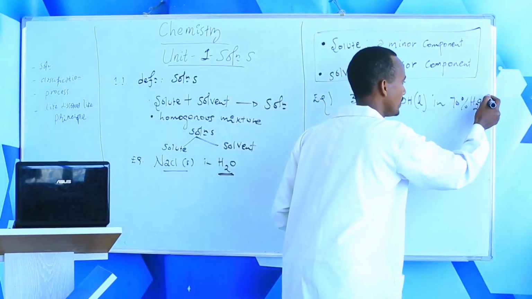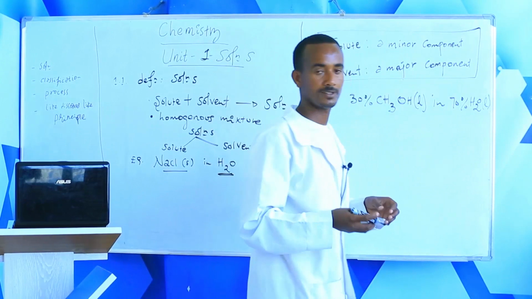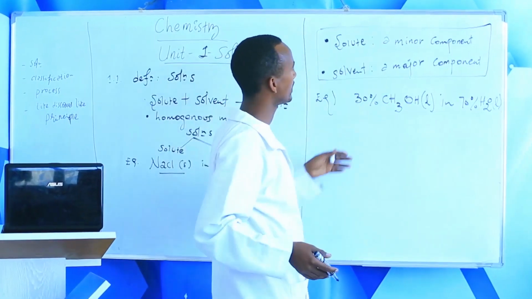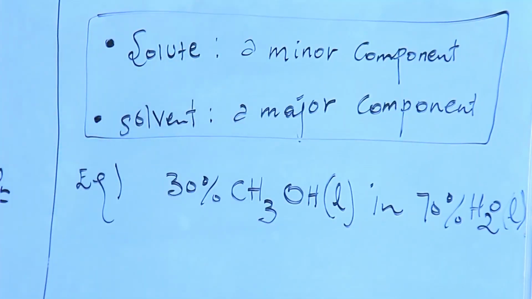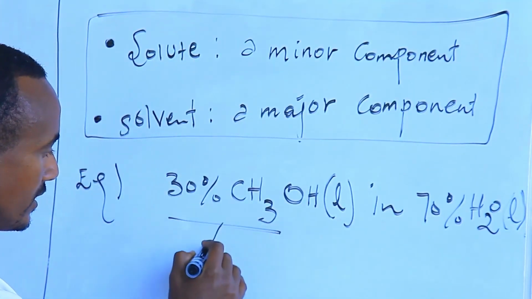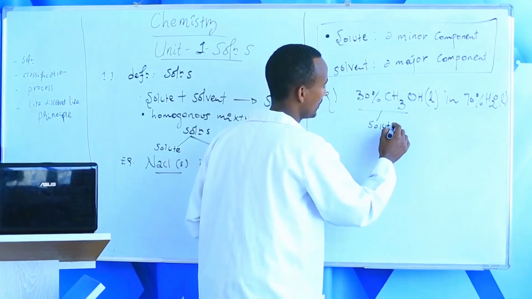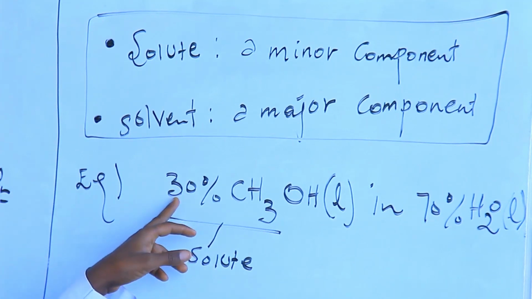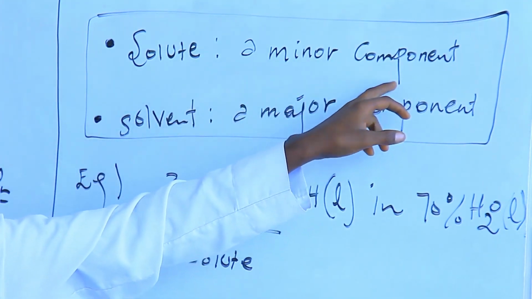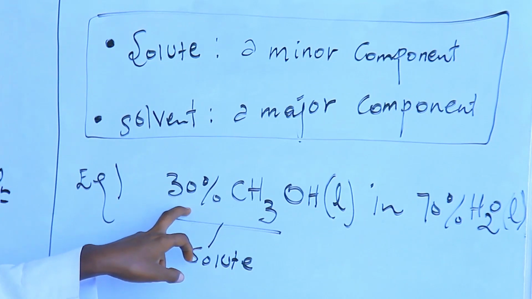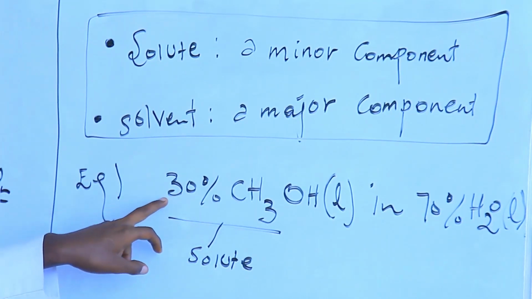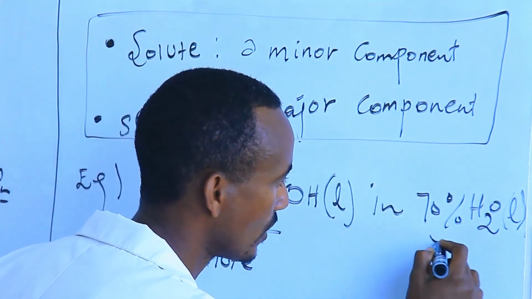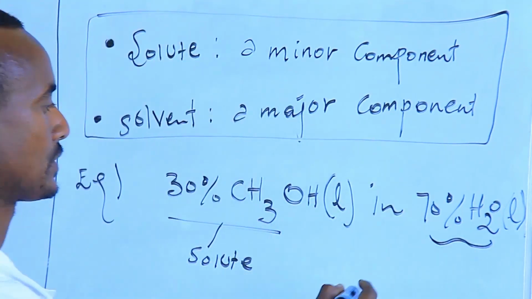Therefore, when we mix those two components together, we can separate which one is the solid and which is the solvent by using this definition. Here, methanol acts as a solid. Why? What is the reason behind that? Because methanol is a minor component, or a component that appears in a smaller amount in this solution. And when it comes to the second component, water is the solvent.